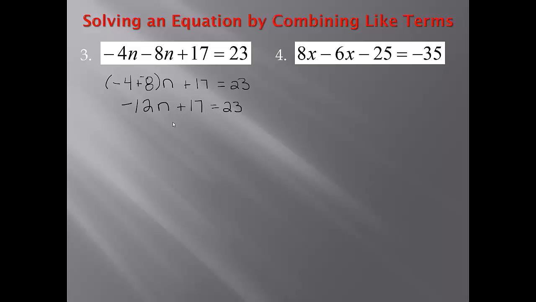Now this looks like the problems that we just did. So if I'm adding 17 in the problem, I'm going to subtract 17 to solve. So I have negative 12n equals, and 23 minus 17 is 6. On the left-hand side, I just had negative 12n because 17 minus 17 is 0. Now I need to divide both sides by negative 12, because in my problem I have negative 12 times n, and the opposite of multiplication is division. So I'm going to divide by negative 12.